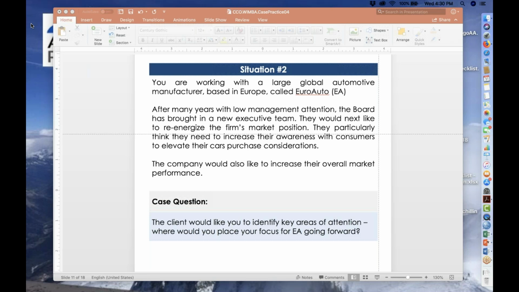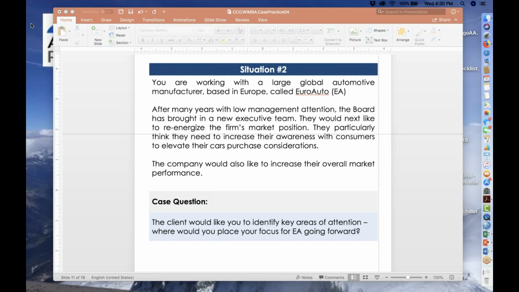Now, with this new leadership, they would like to re-energize the firm's market position, and they particularly think they need to focus on increasing their awareness with consumers to elevate how people might consider buying Euro Auto's cars, making it a part of their set of purchase considerations. The result of this is that they would increase their overall market performance. So they would essentially sell more vehicles and gain more market share.